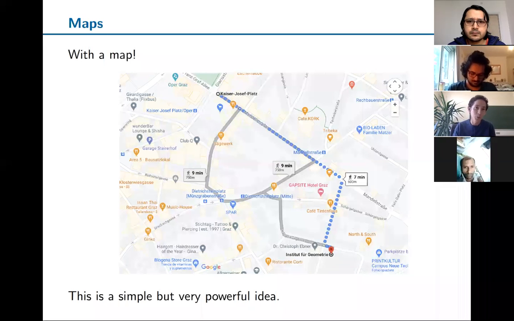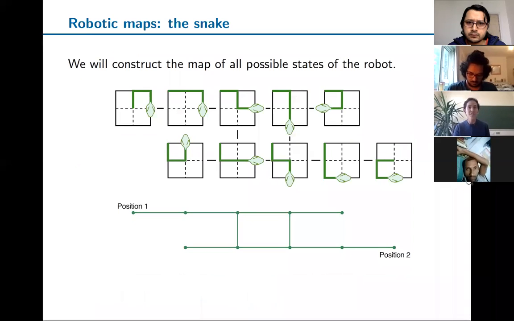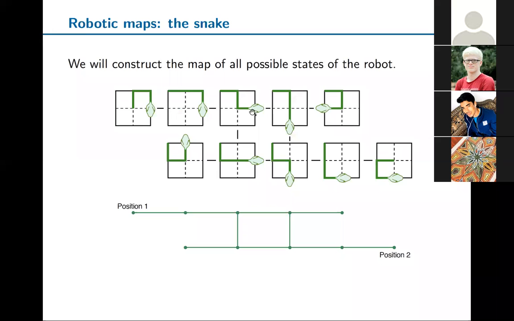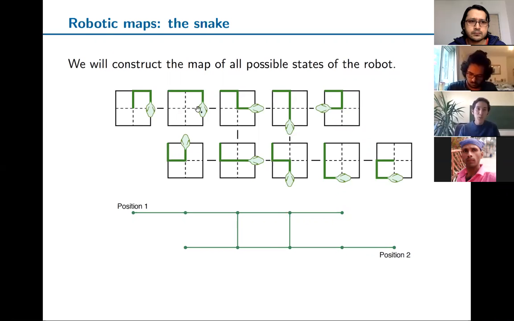So we will do the same for a robotic arm. Okay, so we will construct the map of all possible states of the robot. So let me go back to my toy example, a snake that wants to move from position 1 to position 2. So what I will do, I will just draw all possibilities of the snake, and I will join two possible states if you can move from one to the other by applying a simple move. Okay. So here's the map of all possible states of the snake.